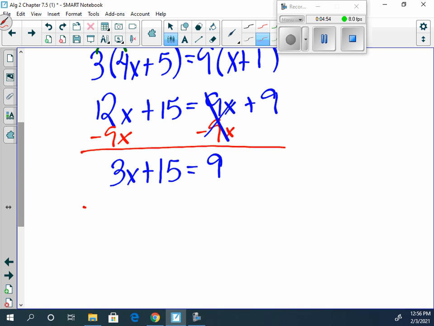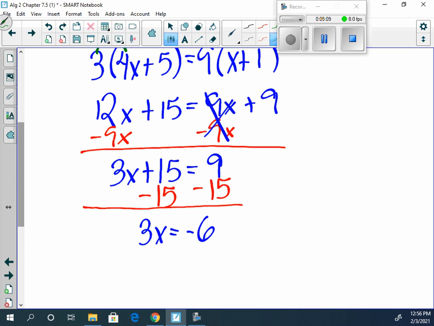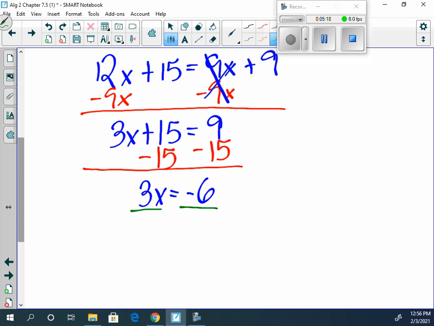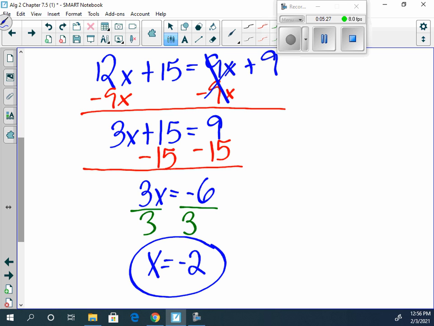Well, what can we do next? Right, we can subtract the 15 because, again, we're still trying to get x by itself. It leaves us with 3x is equal to -6. And last but not least, we divide by 3. And it tells us x is equal to -2. And that's it.